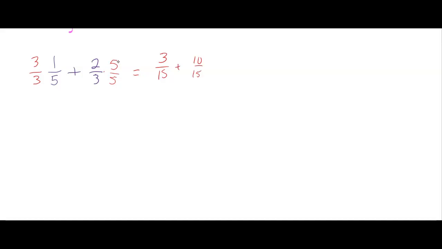10 over 15. And now that they both have that 15 in the denominator, we can add the tops, and I get 13. That's 10 plus 3 over 15. Hopefully you remember how to do that. Let's do another one like that.